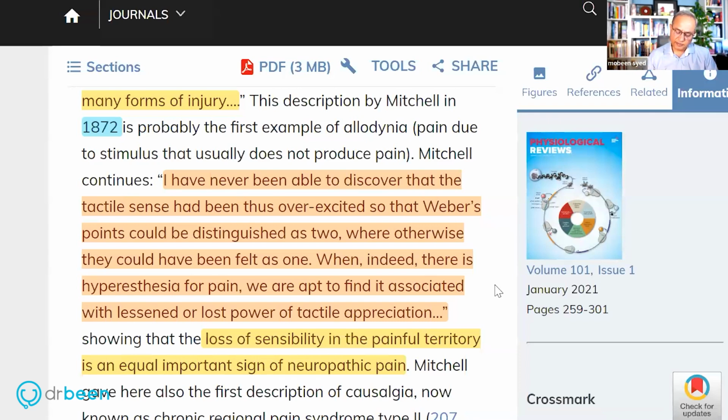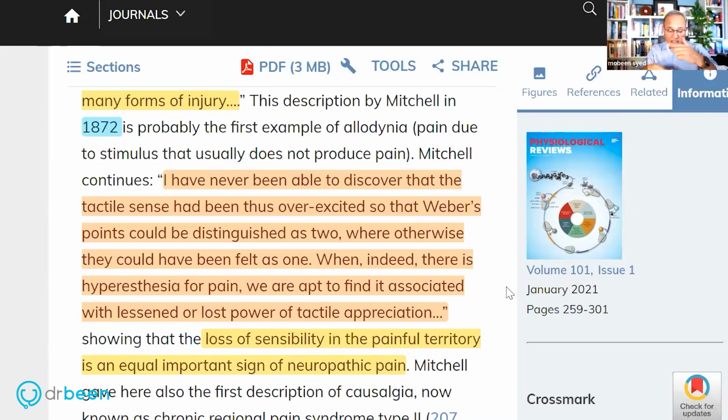So he's saying, I've never been able to discover that the tactile sense had been thus overexcited so that Weber's points could be distinguished as two, where otherwise they could have been felt as one. When indeed there is hyperesthesia for pain, we are apt to find it associated with lessened or lost power of tactile appreciation. So in general, what he's saying is, when there is pain from some part of our body, then this hyperesthesia of pain is associated with lessened or lost power of tactile appreciation. Then the tactile appreciation, or the sense of touch, can actually be reduced.